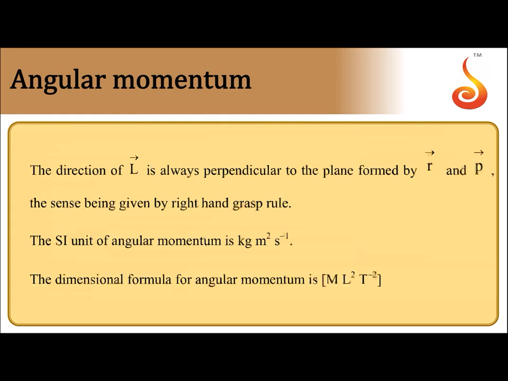The direction of angular momentum is always perpendicular to the plane formed by r and p, and the sense is given by the right hand clasp rule. Then the SI unit of angular momentum is kg meter square per second, and its dimensions are ML²T⁻².